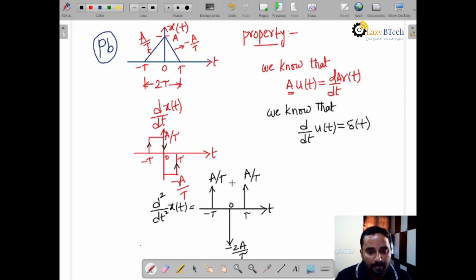Now I am going to apply the Fourier transform so that I can get the result easily. Right or not? So first, what have we done? We have done the first differentiation of the given triangular function. We got the step function, right or not? Differentiation of a ramp function is a step function. Again we differentiated the step function, and we get impulses. Right? Now I am going to apply the Fourier transform.